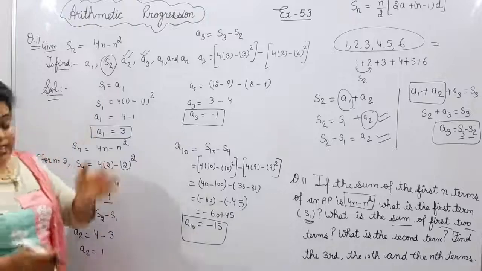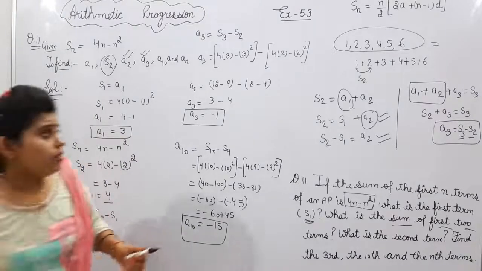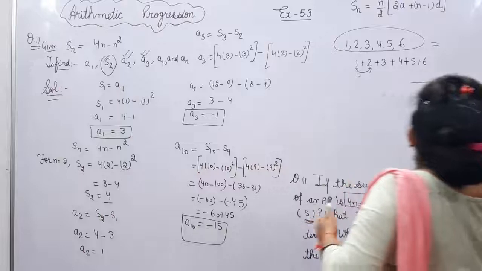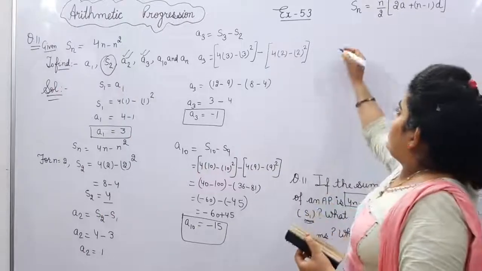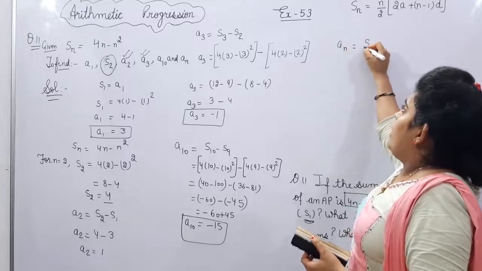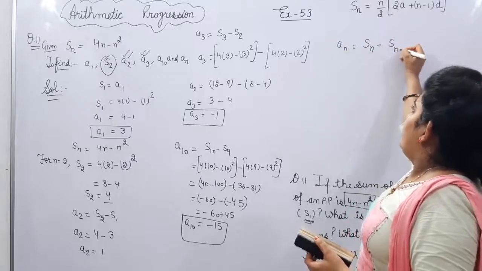Now what is left? An is left. How we will find this An? अब हमें nth टर्म फाइंड आउट करनी है. nth टर्म के लिए हम क्या करेंगे? सम ऑफ n टर्म्स माइनस सम ऑफ n माइनस 1 टर्म्स.